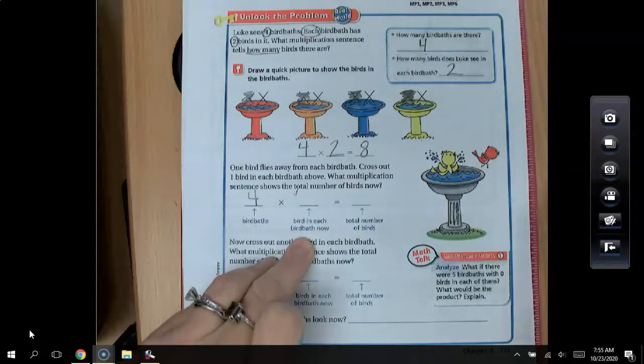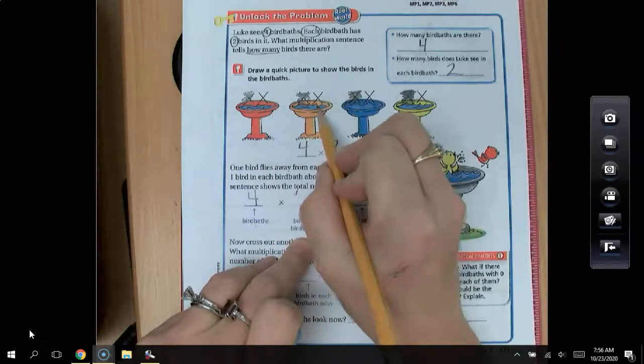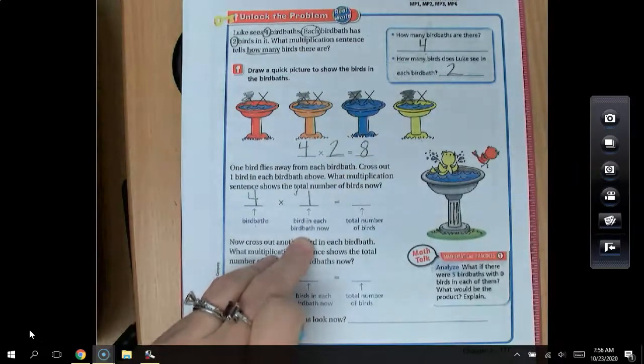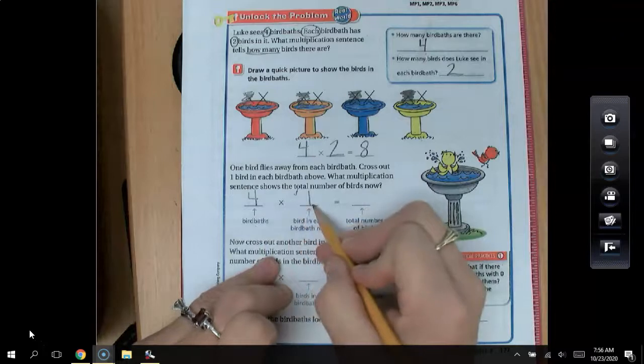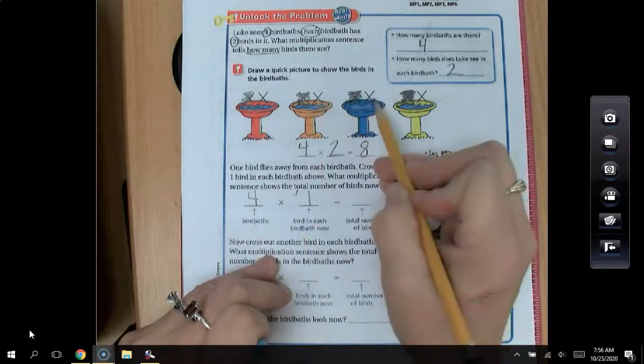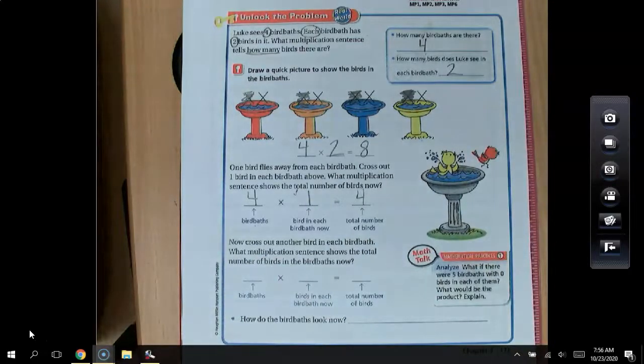So how many birds do I have in each of the bird baths now? 1. I have 1 here, 1 here, 1 here, and 1 here. So I have 1 bird in each bird bath. Okay, so 4 times 1 is, well, let's count. 1, 2, 3, 4. 4. So now I only have 4 birds. 4 bird baths, 1 bird in each bird bath equals a total of 4 birds.